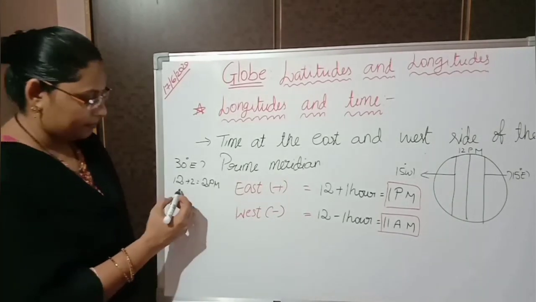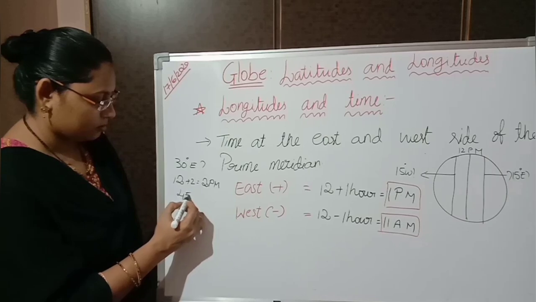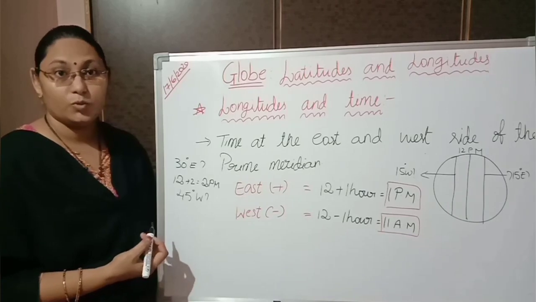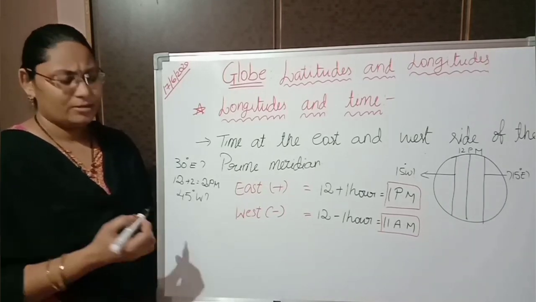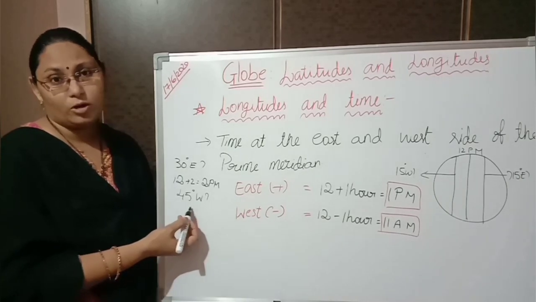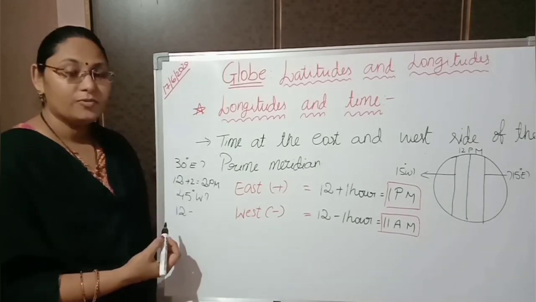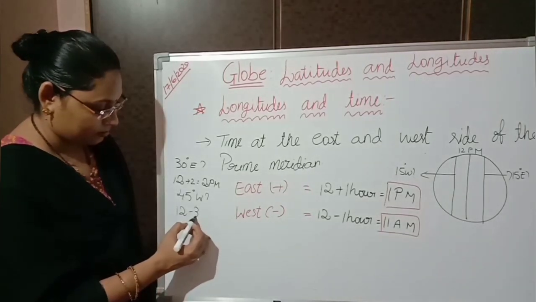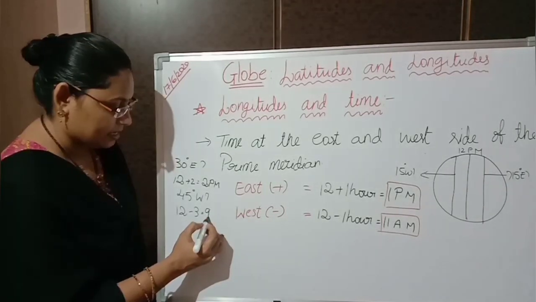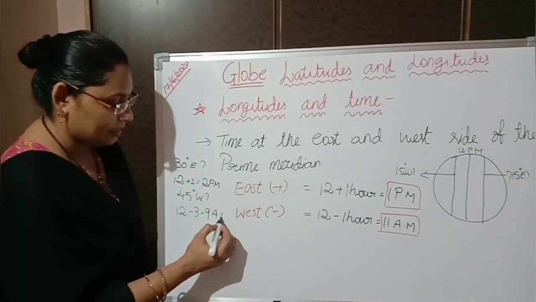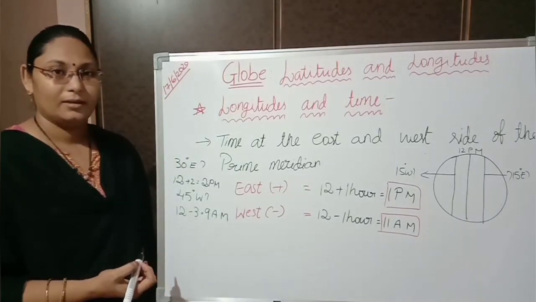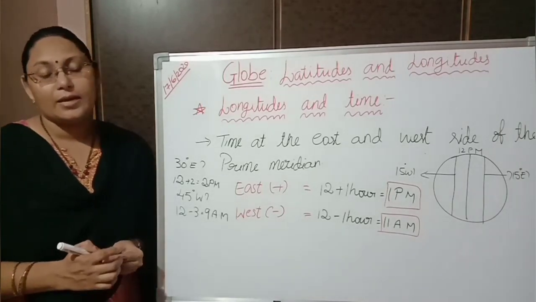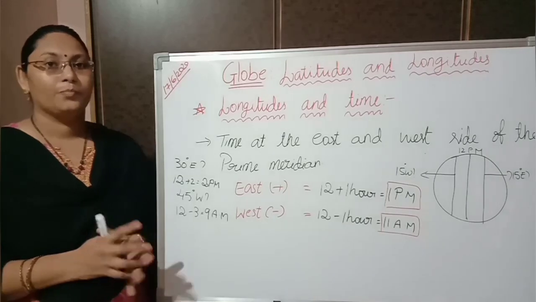At the same time, how much at 45 degrees west? Just think, how many 15s are there in 45? 3. How much do we have to subtract from the prime meridian time? 3 hours. How much can we get? Yes, 9 AM. So like this we have to add the time towards the east side and subtract the time towards the west side of the prime meridian.